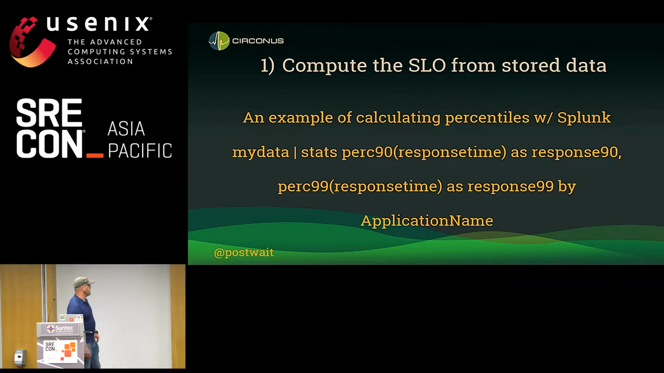A classic example, something Splunkish, would be like, I want to pipe all my data through stats perc90 as response 90 and perc99 as response 99, grouped by application name. So now I can actually see the 90th percentile and the 99th percentile. The problem is that this is missing some pretty critical information. Are you calculating the 90th percentile over like all of time?